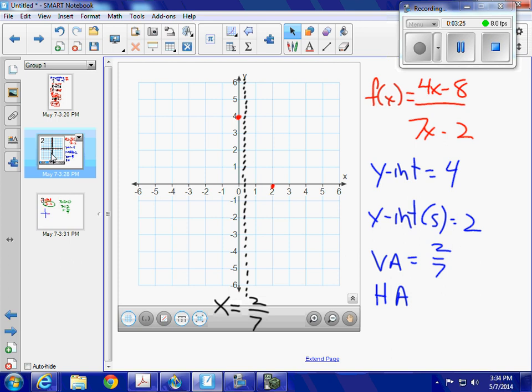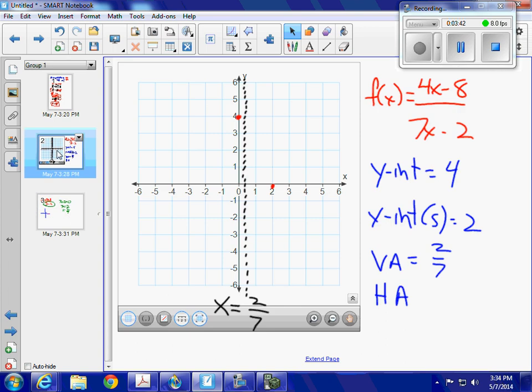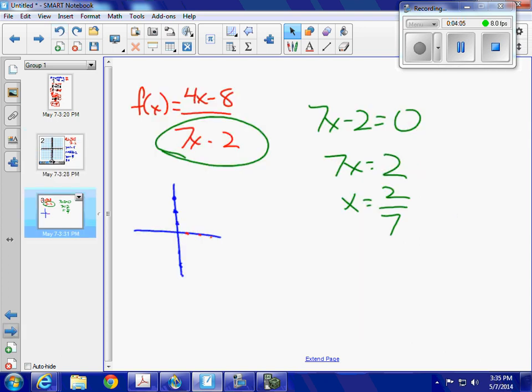Just one more thing on the vertical asymptote. The vertical asymptote is the value that makes my denominator 0, because I can never cross a vertical asymptote. And as x gets closer and closer to 2/7 on this graph, the value of that function is either going to go towards infinity or negative infinity, but it'll never be able to touch that vertical asymptote. Now, as far as a horizontal asymptote, it is as x approaches infinity.